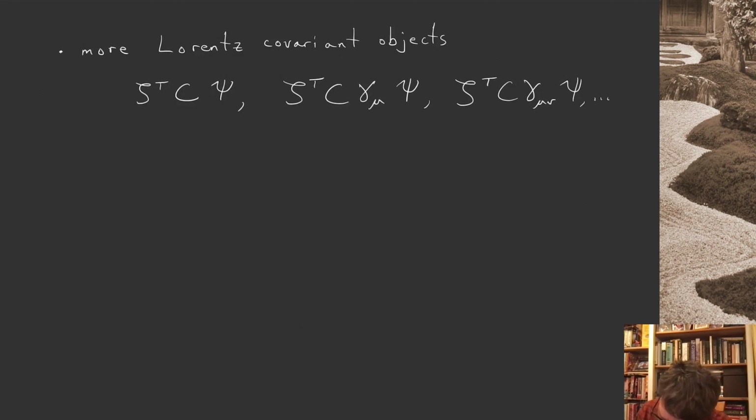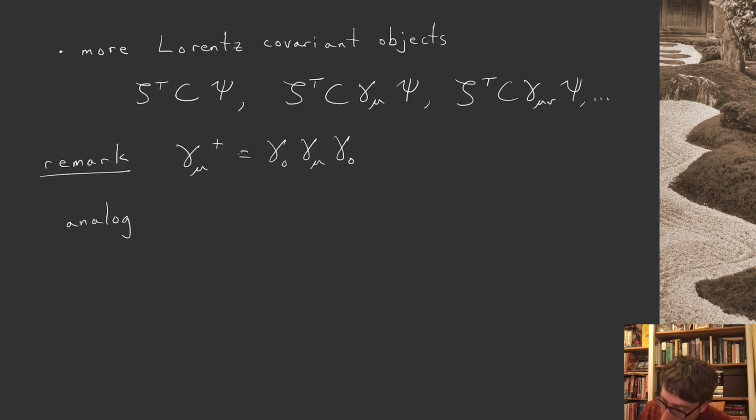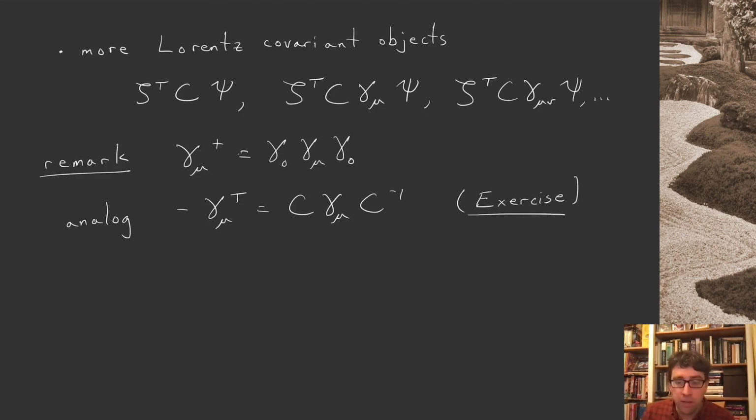Okay. There's one more remark I'd like to make here. So we had before that gamma mu Hermitian conjugate, I could write that as gamma 0, gamma mu, gamma 0. There's an analog here for transposition. Here gamma mu transpose is the same as C gamma mu C inverse, where C is this charge conjugation matrix. And I'll let you show that as an exercise. You can use the same kind of techniques that we were looking at when we showed the property for Hermitian conjugation.